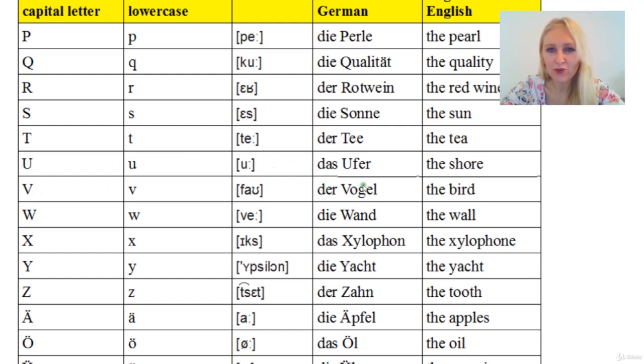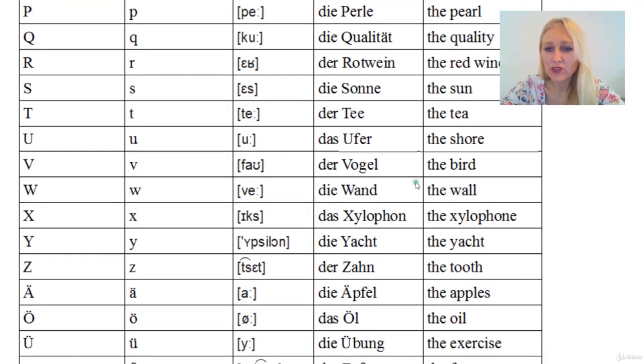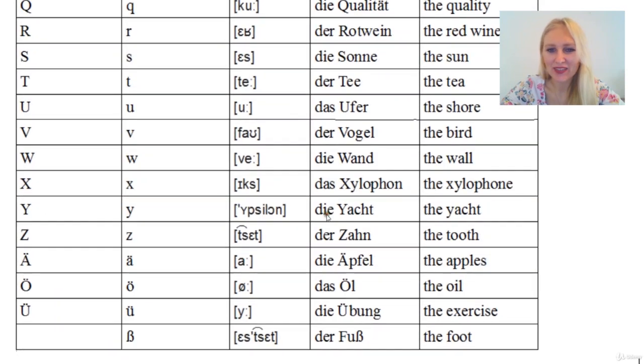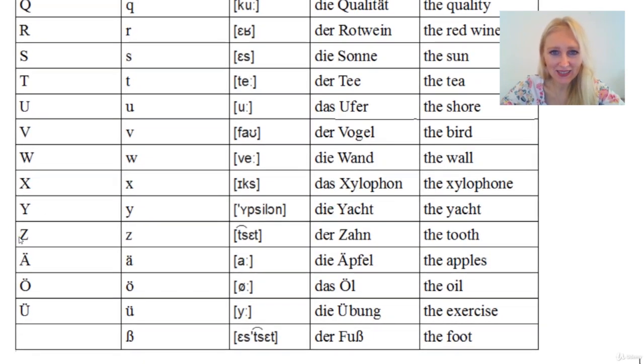V. Der Vogel. W. Okay, we pronounce it as V. Die Wand. Die Wand. Okay, so we don't have something like in English like W, like wall. We don't have this. We say Wand. Okay, Wand. X. Das Xylophon. Das Xylophon. Y. Okay, we call it Y. Die Yacht. Die Yacht. Z. Now the German Z is very strong. Okay, it's very important. Okay, Z. Der Zahn.